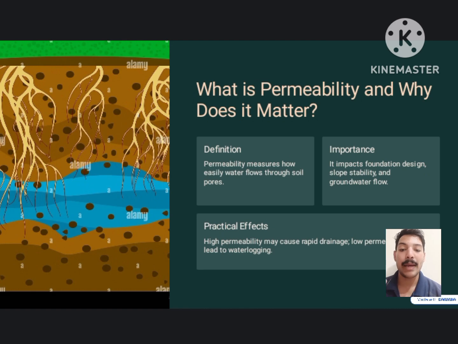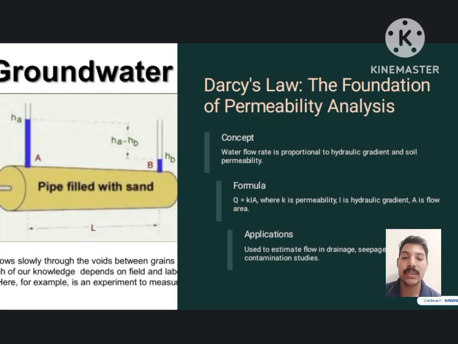So also the coefficient of permeability, the factor K, is a key parameter that represents the ease with which water can move through soil pores. The value of K is very high in a coarse soil like gravel and very low in a fine soil like clay. For example, in gravels K can be around 10 raised to minus 2.